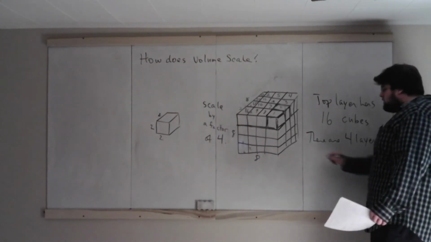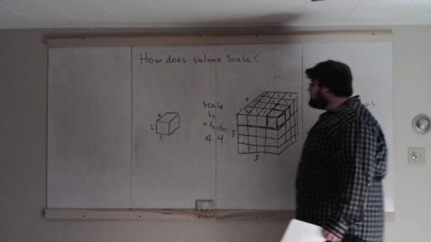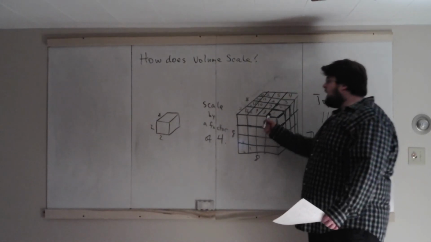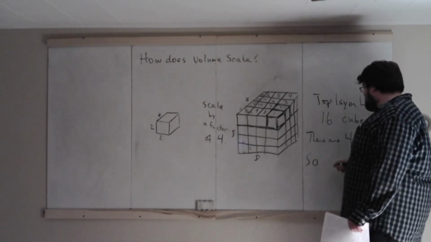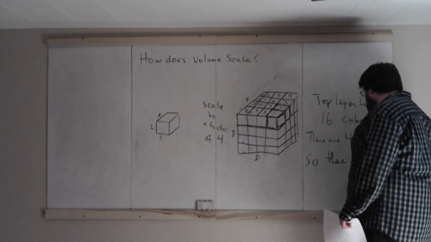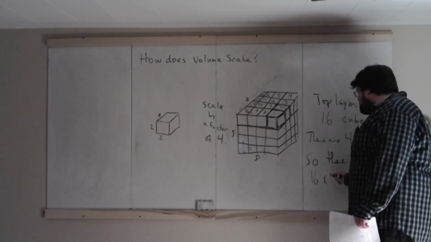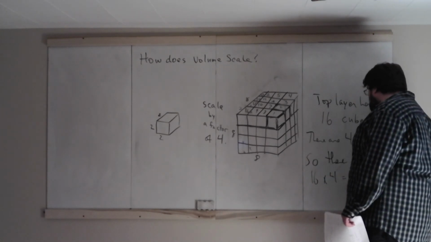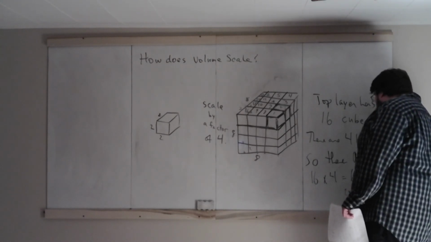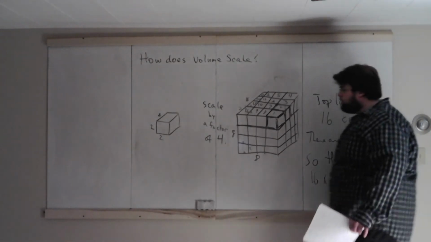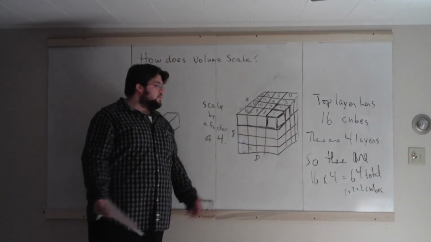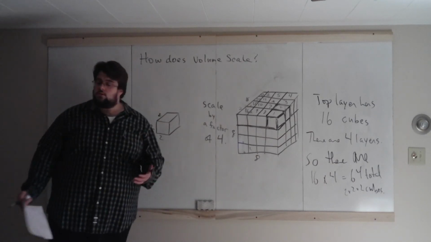There are 4 layers, so how many cubes do we have? We started with 1 cube, we scale up by a factor of 4, we got this big cube, and now inside that there are 16 times 4, which equals 64 total 2 by 2 by 2 cubes. So right here, scaling by a factor of 4 resulted in 64 total cubes.